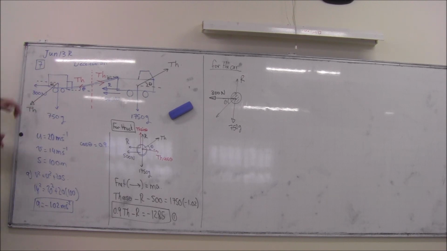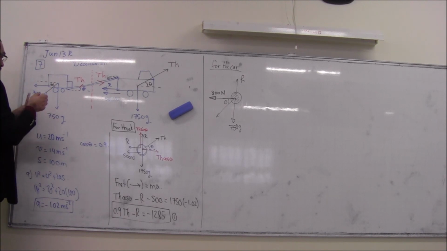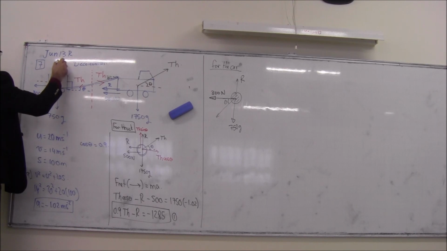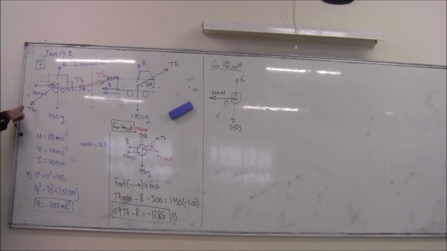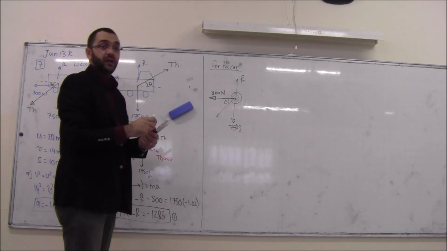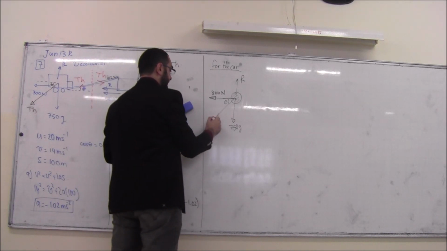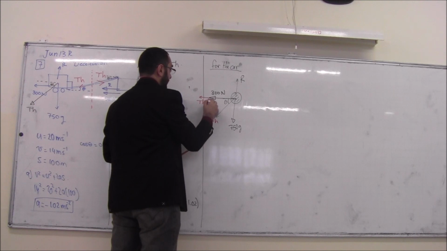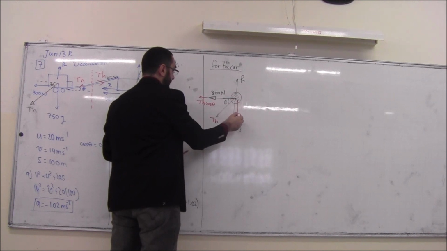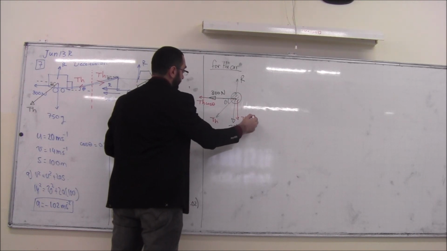Okay. Thrust, we forget to add the normal force here. So here thrust, 750 g, 300 normal. What I have to do now is resolve the thrust. Here we will have thrust cosine theta, and here thrust sine theta.